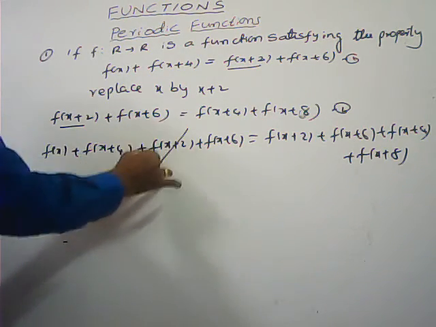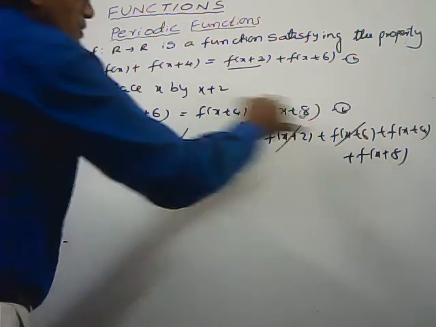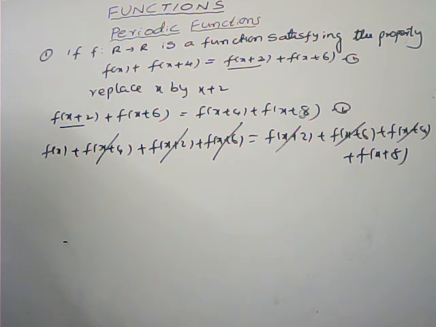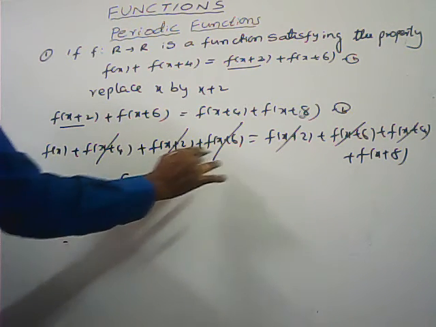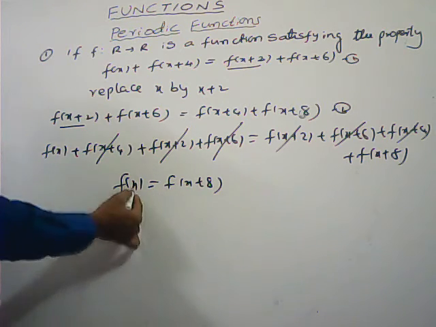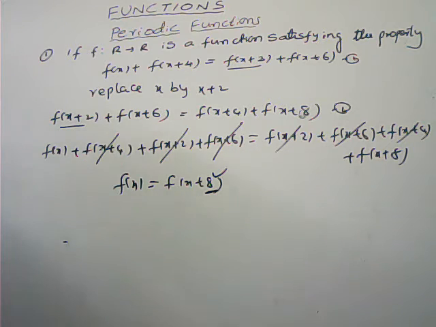Here this side f of x plus 2, this side f of x plus 2 both get cancelled. f of x plus 6, f of x plus 6 also get cancelled. f of x plus 4, f of x plus 4. We should get the simplest form. To get that simplest form, what should be replaced in the place of x? By practicing different model questions only, we can get an idea. Here f of x equals, how much did we get, that is equal to f of x plus 8. So the period of the given functional equation is 8.